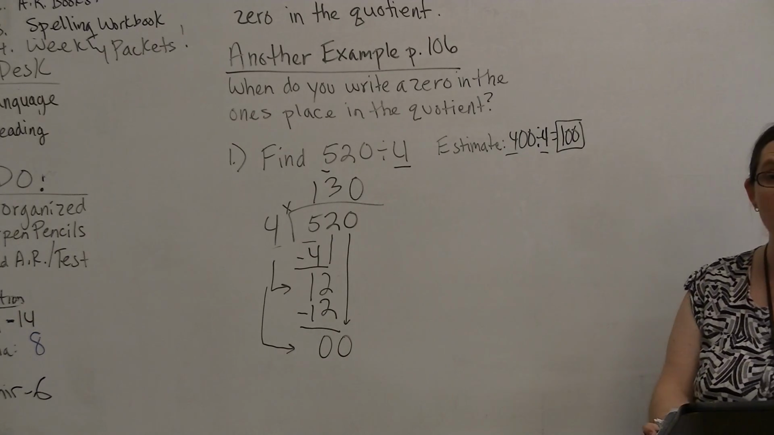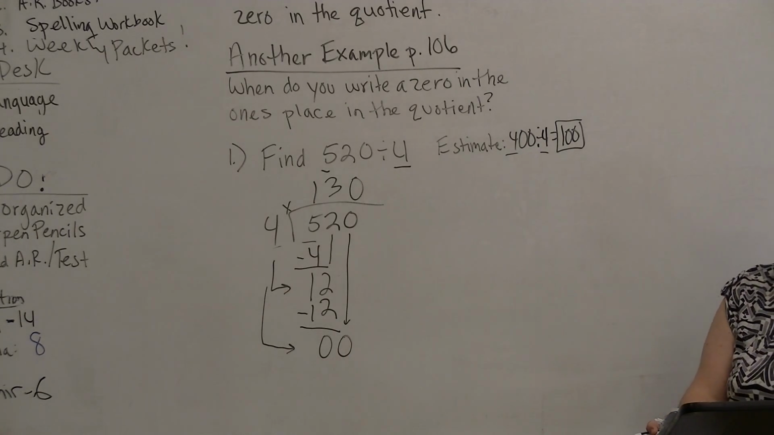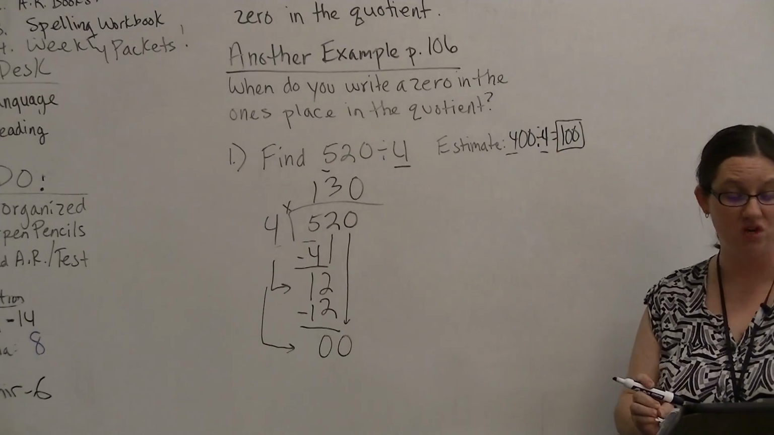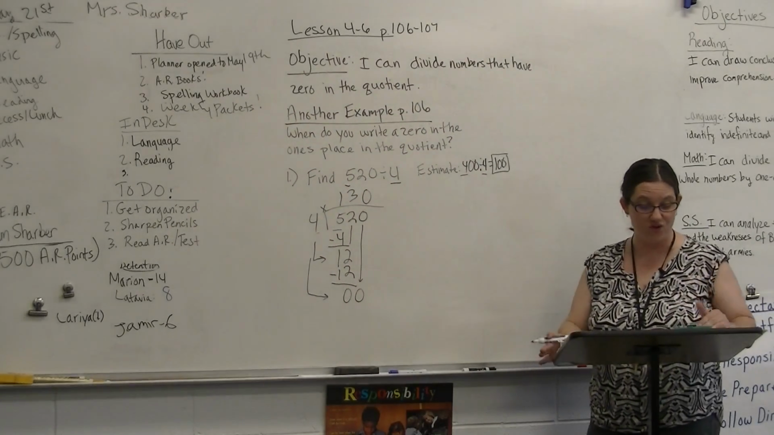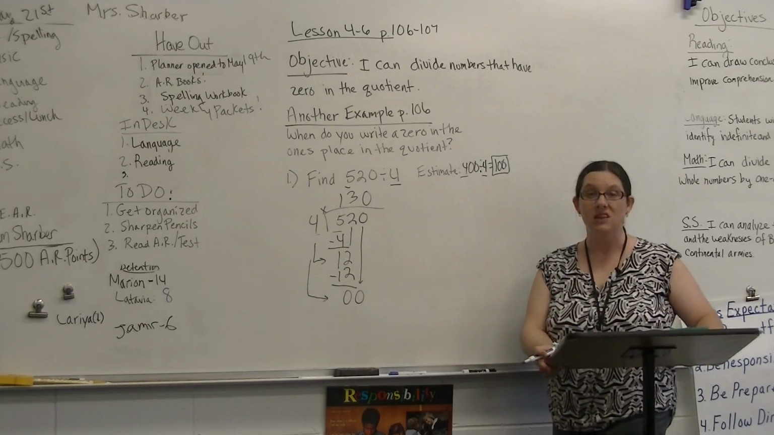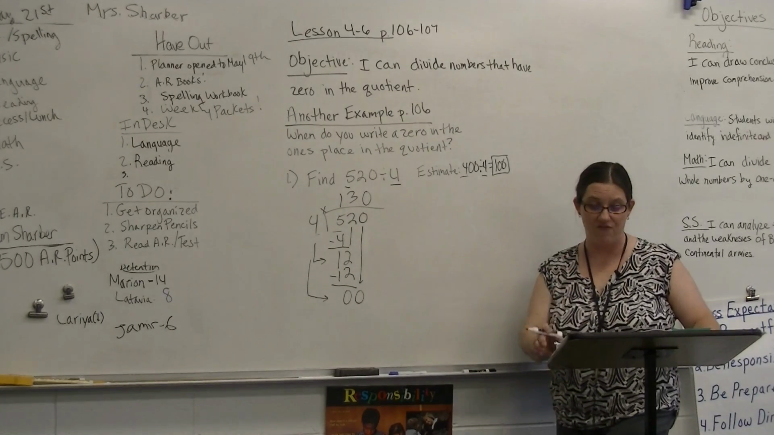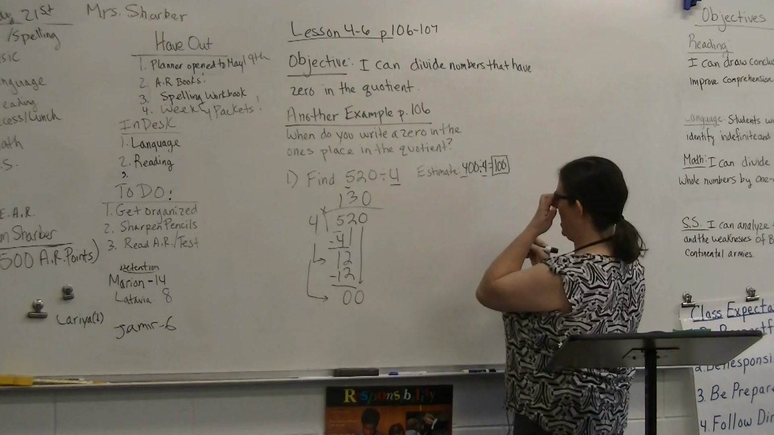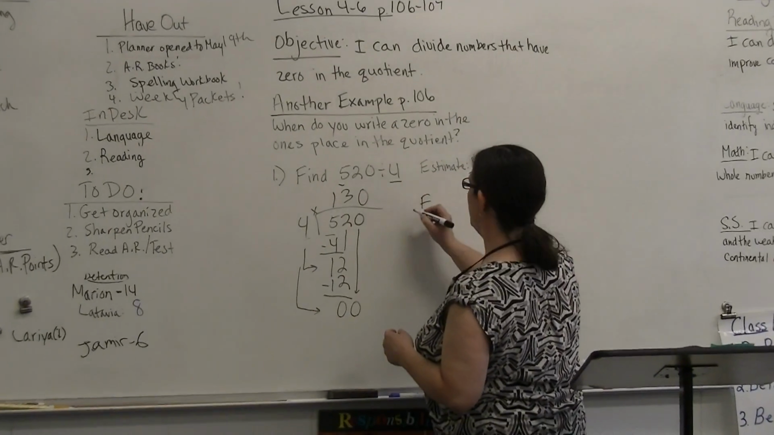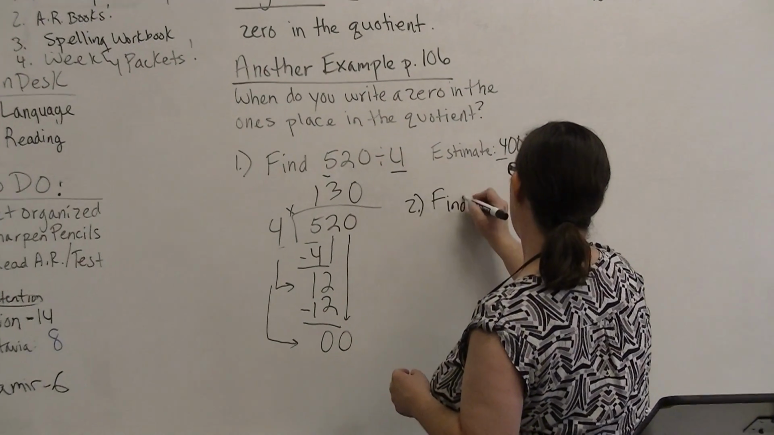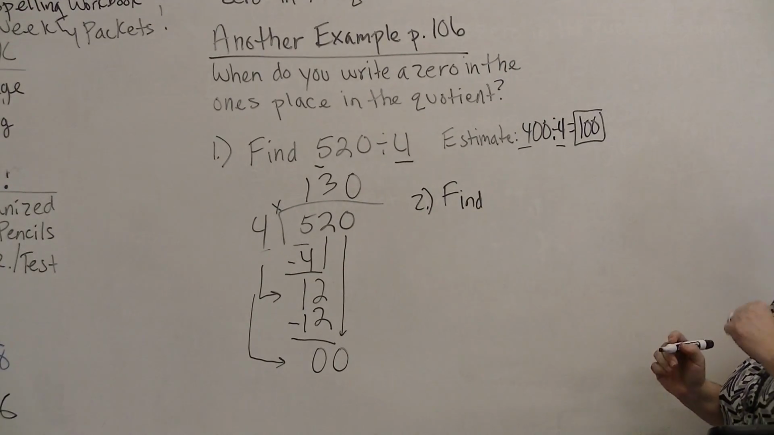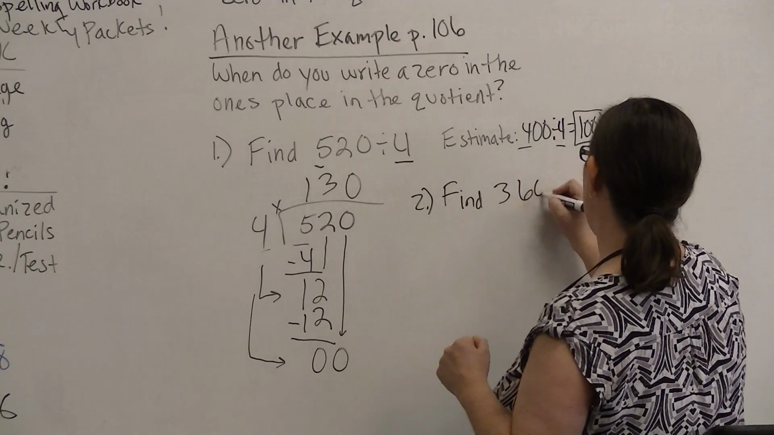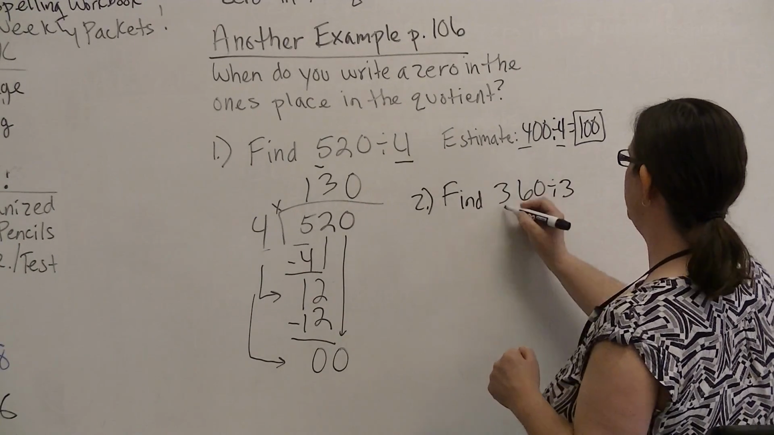Okay, and that is all written down in steps on page 106. You can write out as much as you need or as little as you need, but we do have the regular steps already copied. Let's do another example that is not from your textbook. We are going to find 360 divided by 3. So put a number 2 and put 360 divided by 3.